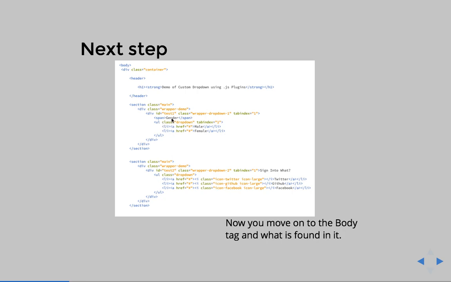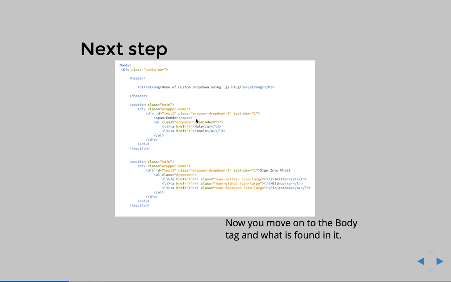You need the class of dropdown, and this is just a regular unordered list, a regular UL, and then this is just a regular list item. You do have your hrefs right here. Those are a necessity in order to make the dropdown work properly.